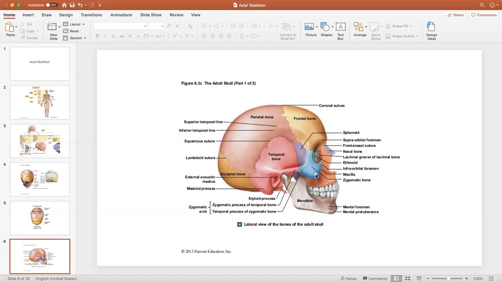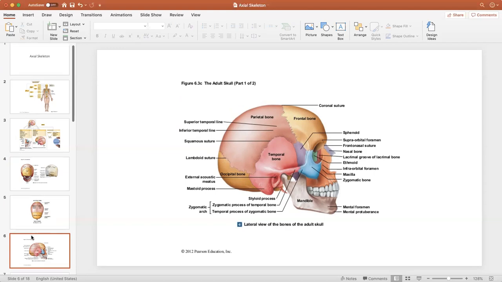And then we have the zygomatic bone, our cheekbone there, and we have the temporal process of the zygomatic bone, which goes towards the temporal bone, and then the zygomatic process of the temporal bone, which meets the zygomatic bone. So we have that arch around the side of our face, and then the temporal bone also articulates with the mandible. On the mandible, we have the ramus here, that angled portion, and then the mentum in the front here, the mental foramen.